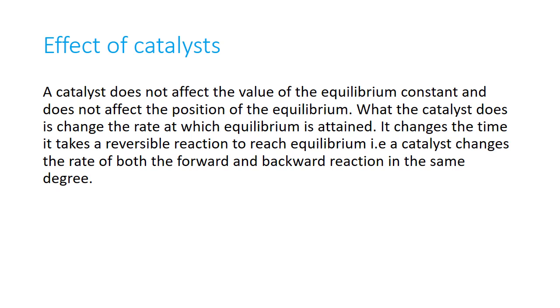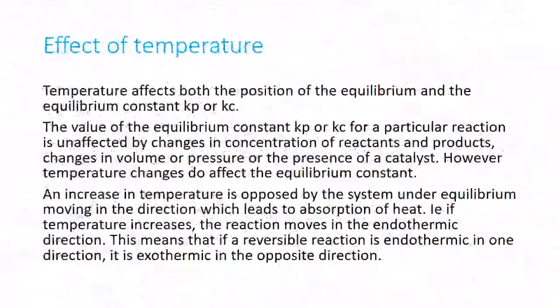We move ahead to the effect of catalysts on the equilibrium constant and equilibrium position. However, we all know that a catalyst is only a substance which increases the rate of a chemical reaction. That means in our case, it will only increase the rate at which equilibrium is attained. Therefore, it only affects the time it takes a reversible reaction to reach equilibrium. Finally, a catalyst will change the rate of both the forward and backward reaction to the same degree. So a catalyst does not change the position of the equilibrium and does not change the value of the equilibrium constant.